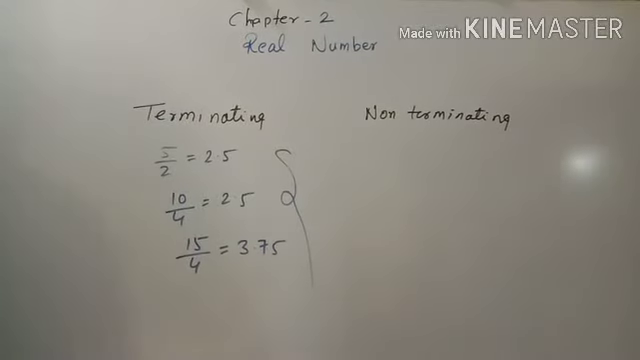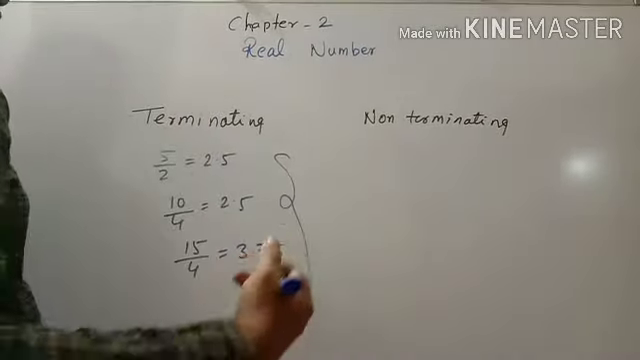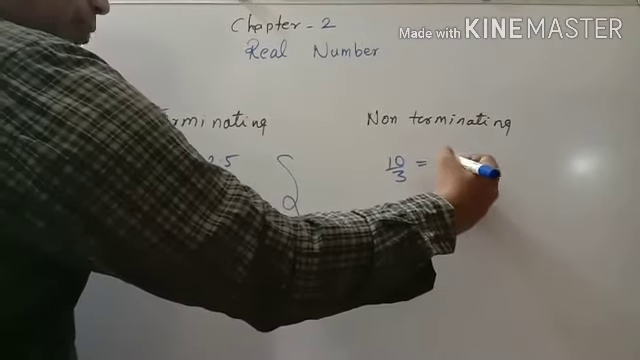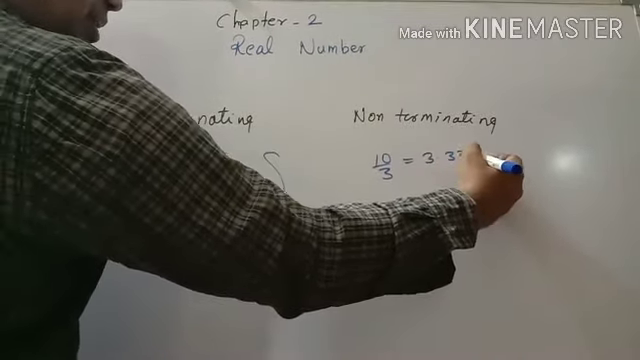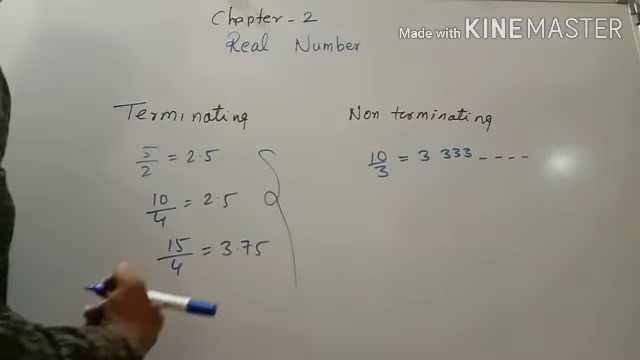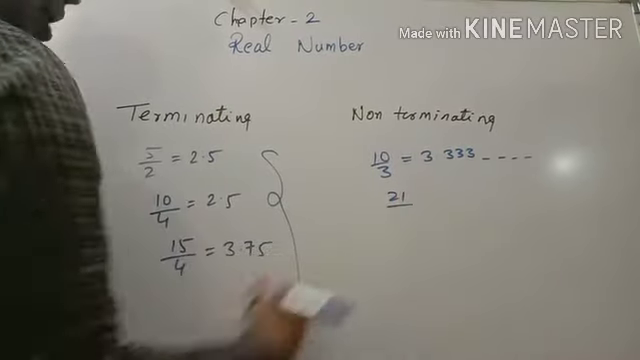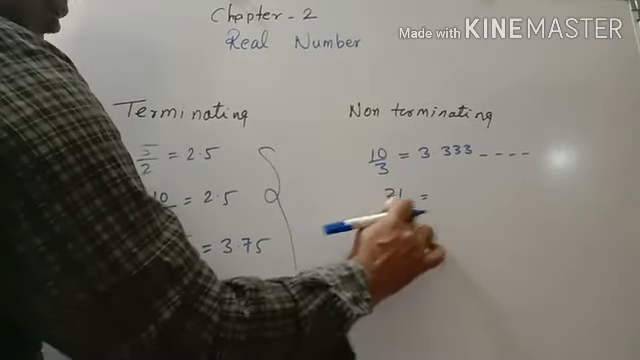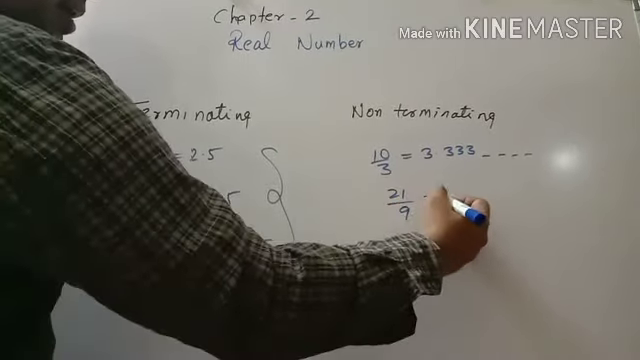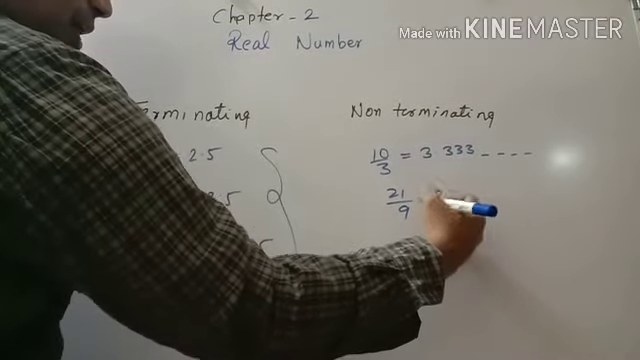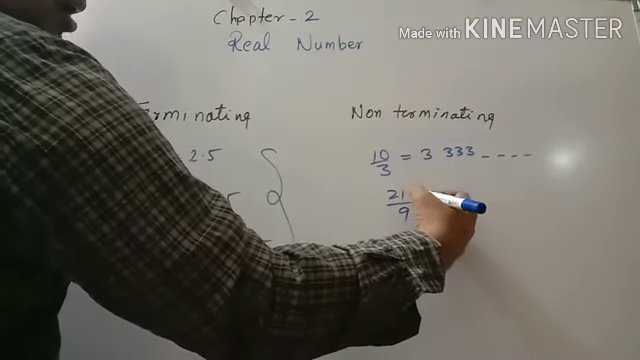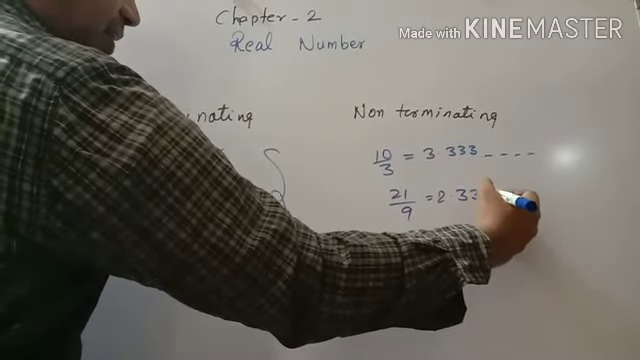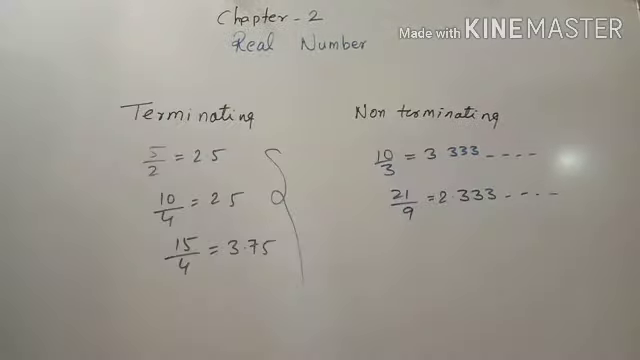And non-terminating is the number which is not terminated, just like 10 upon 3. What's the answer for 10 upon 3? 3.3333 and so on. And 21 upon 9. 9 2s are 18, 3 remaining. 9 3s are 27, 3 remaining. 9 3s are 27, 3 remaining. Like this. This is a non-terminating number.